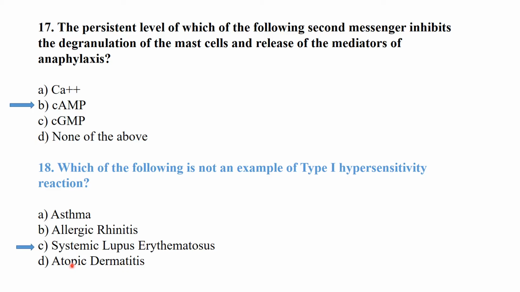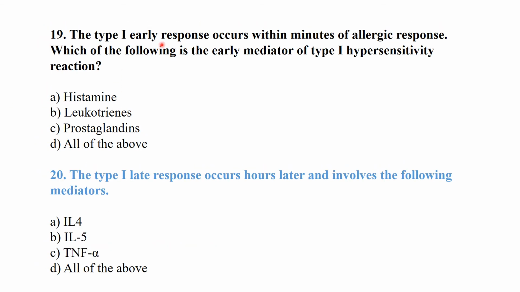Atopic dermatitis is type 1, while contact dermatitis is type 4 hypersensitivity. The type 1 early response occurs within minutes of allergic response. Which of the following is the early mediator of type 1 hypersensitivity reaction? So early mediators include histamine, leukotrienes, and prostaglandins.